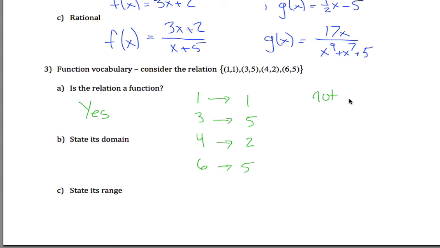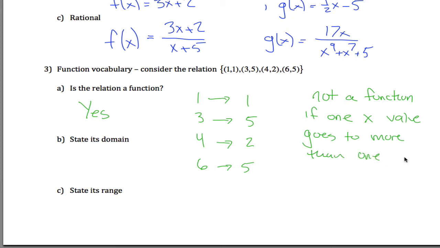maybe I'll tell you what's not a function. It's not a function if one x value goes to more than one y value. So in this case, my x's are 1, 3, 4, and 6. And they each go to different places.